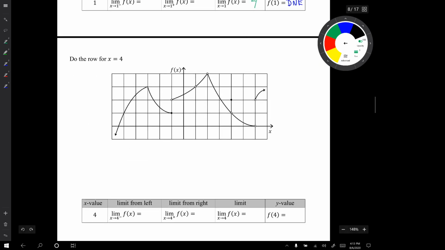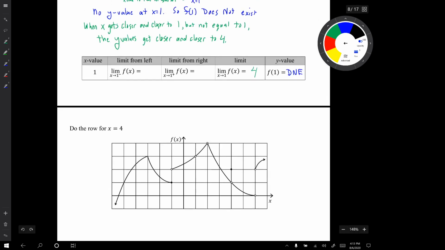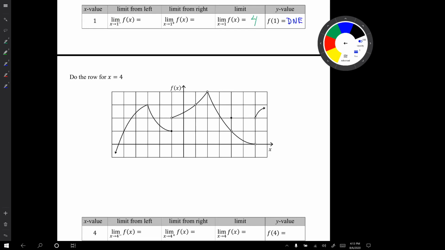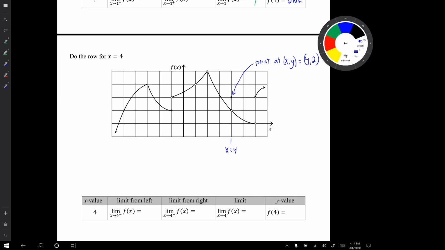Let's do the row of the table for x equals 4. So on the graph, x equals 4 happens right here. And we see that there's a point on the graph at (x, y) equals (4, 2). Okay, well, since there's a point on the graph at (4, 2), that means that in this cell of the table, we put the number 2, because when x is 4, the corresponding y value is the number 2.